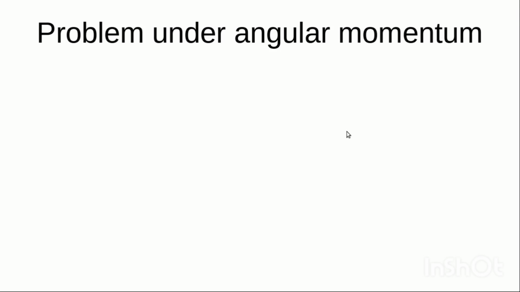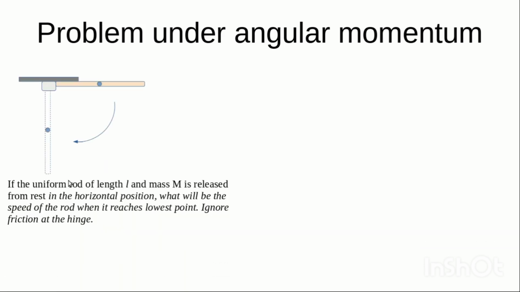In this video, we are going to be solving a problem under angular momentum. The problem we are going to be solving has a diagram of this form, and the question that arises from it is given below. If we have a uniform rod of length L and mass M that is released from rest, that's this point, in the horizontal position, what will be the speed of the rod when it reaches the lowest point, that's this point, ignoring friction at the hinge?